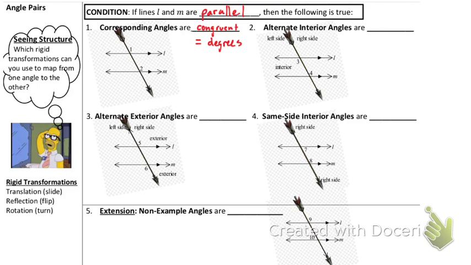Situation 2. We have alternate interior angles, which you probably were taught as AIA. When you have parallel lines again, angle 3 and angle 4 are interior, and they are alternating. They go on different sides of my transversal. When this happens, angle 3 and angle 4 are alternate interior angles, and they too will be congruent.